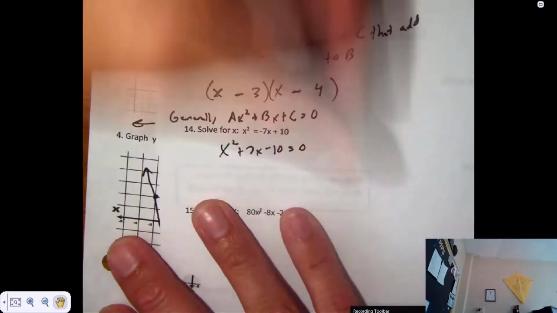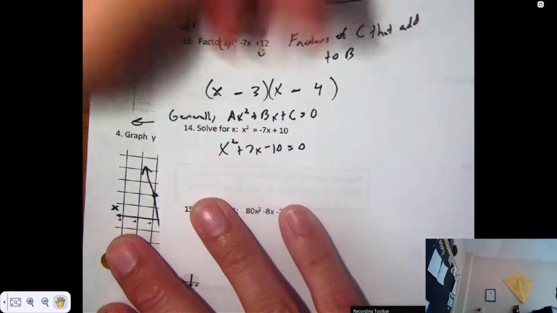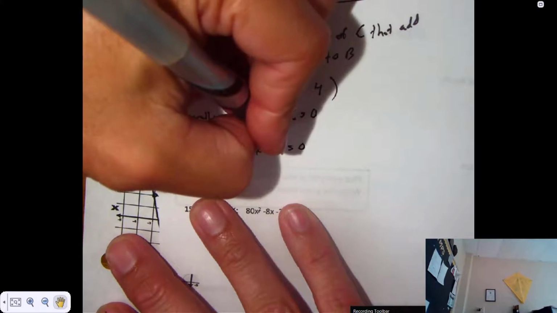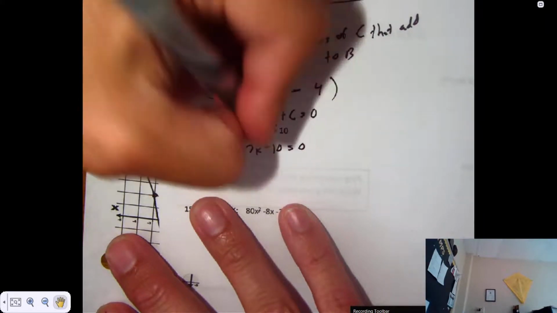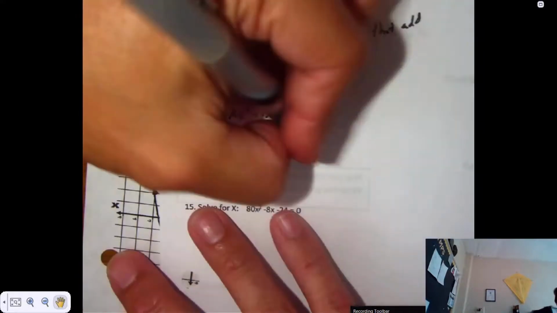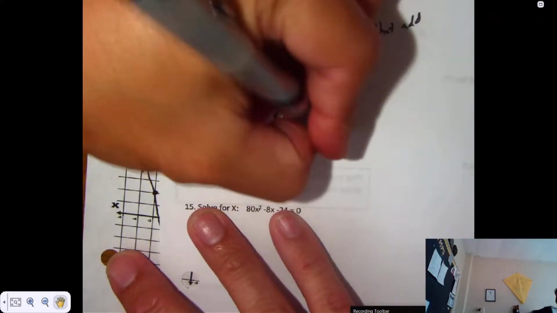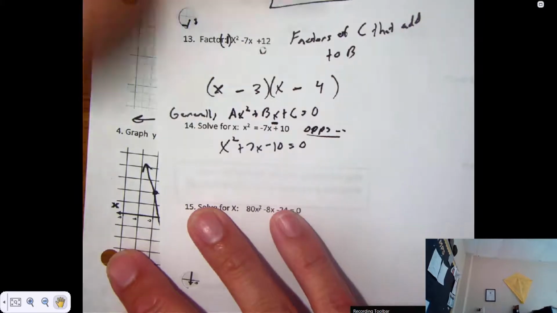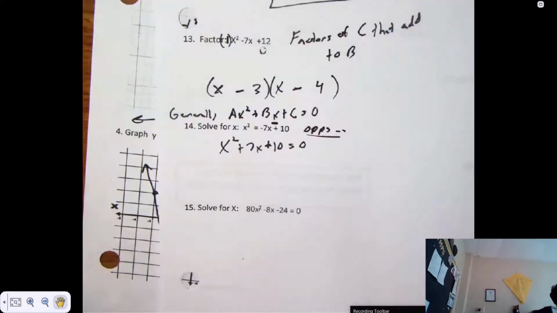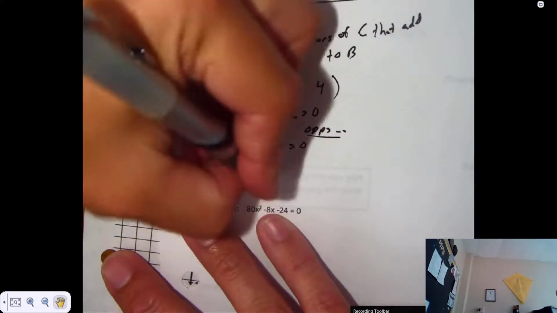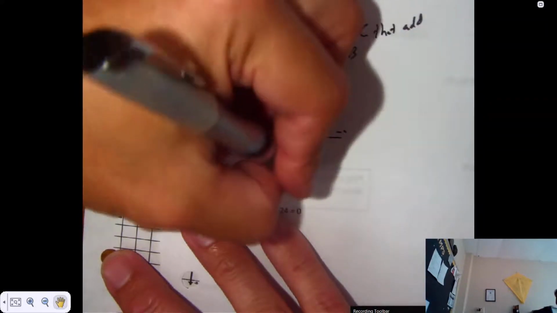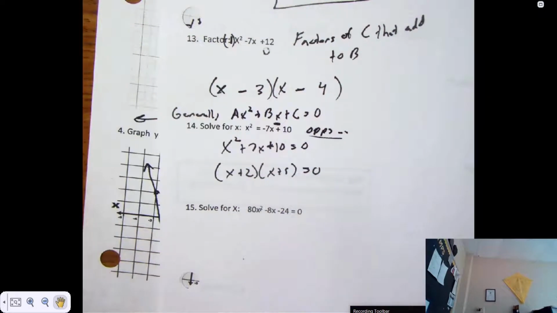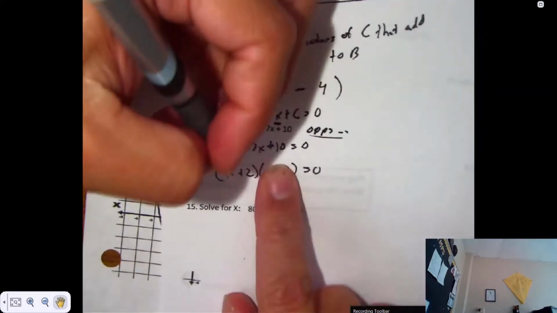This problem does not work, so I'm going to fix it real quick. I'm going to fix this by making this a negative. This is an oops. I messed the problem up, okay? So that would make this positive when I jump over. I'd have x plus 2 and I'd have x plus 5 because 5 times 2 is 10 and 2 plus 5 is 7.